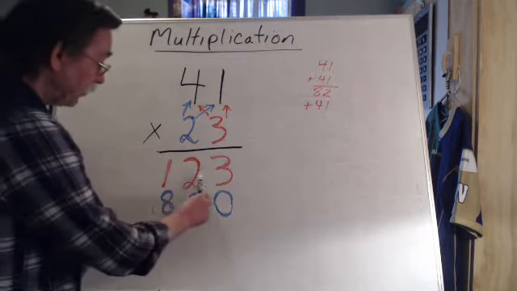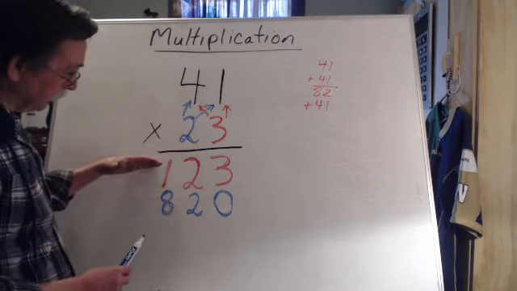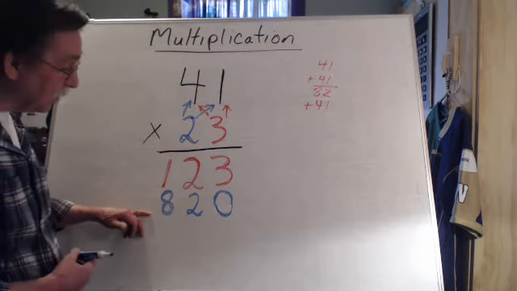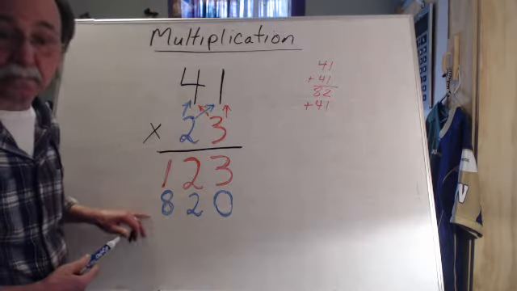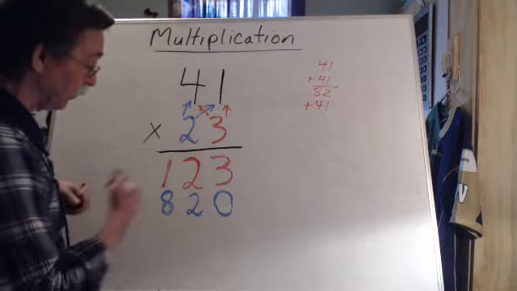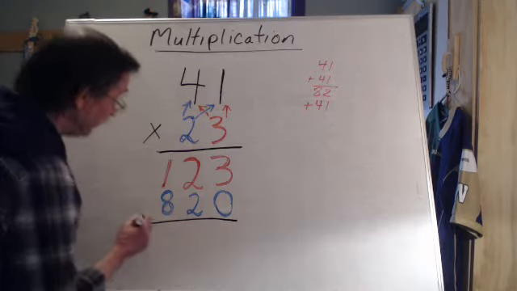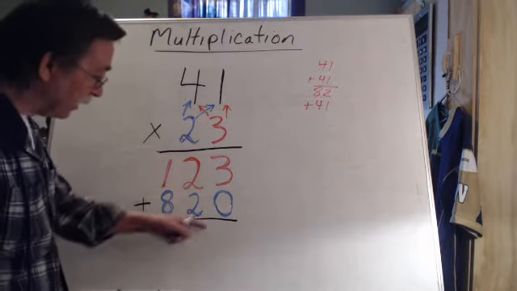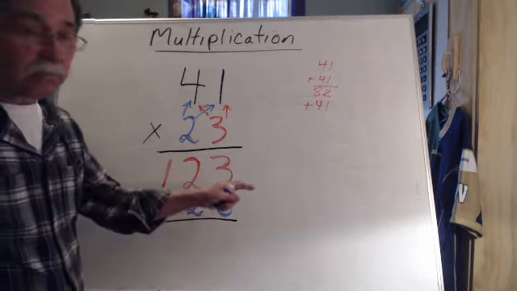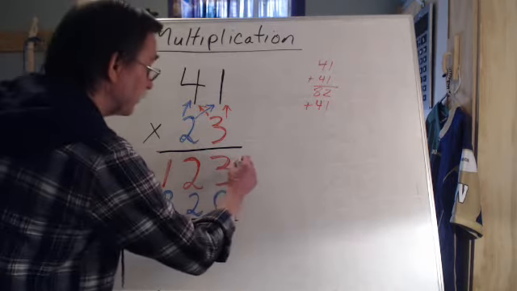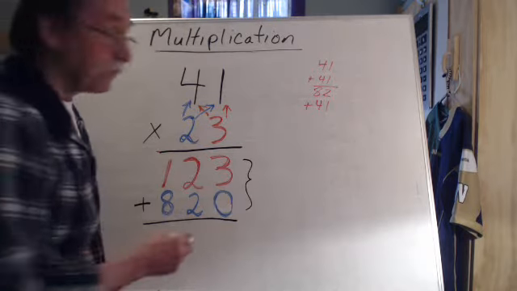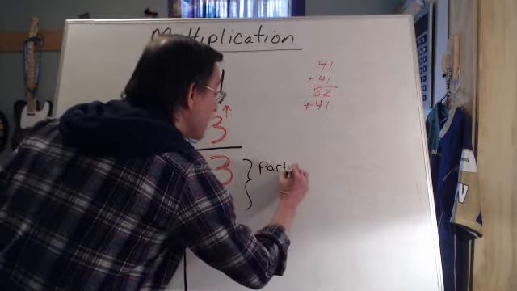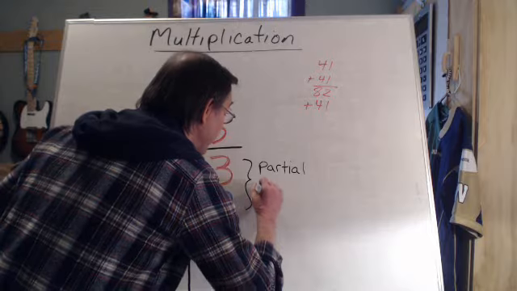So we have 123 on the first row of answers, 820 on the second row of answers. And what I'll do is I will draw a line, and then that means I'm going to add these. I'm adding these 2 things. By the way, there is a name for these, and I'm going to just write it over here on the side. Partial product.